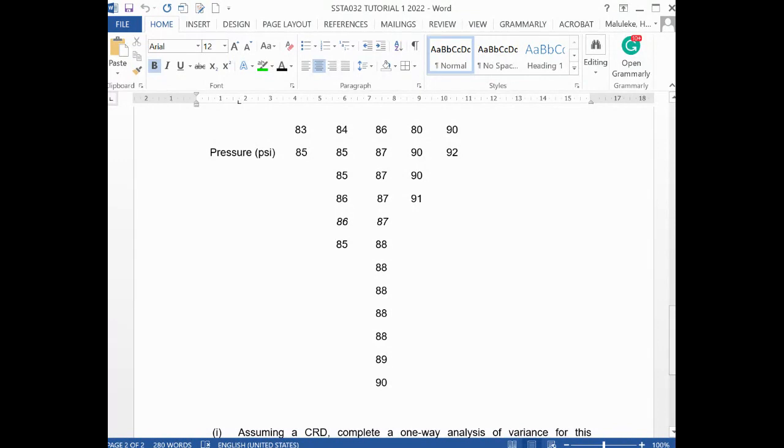Help those who cannot see what we're talking about, Mr. Manyama. The first treatment is having how many replications? The first treatment is having 2 replications. The second one is having 6. The third one is 12. Please confirm the values that we are getting from Mr. Manyama. The fourth one is 4, and the last one is 2, right?